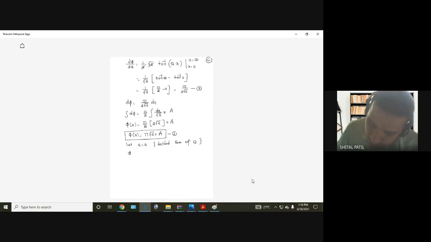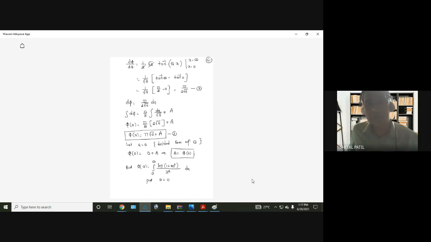यदि आप लिखना चाहते हो तो लिख सकते हैं. So a is phi of 0, but phi of a equal to integration from 0 to infinity log of 1 plus a x square divided by x square dx. Put a equal to 0. I'll write this on next page.